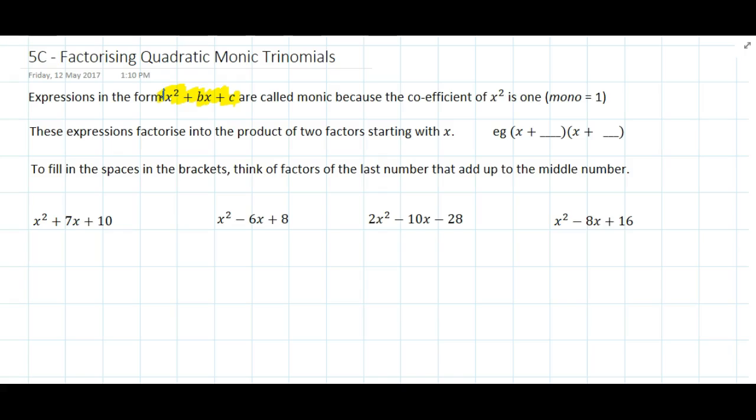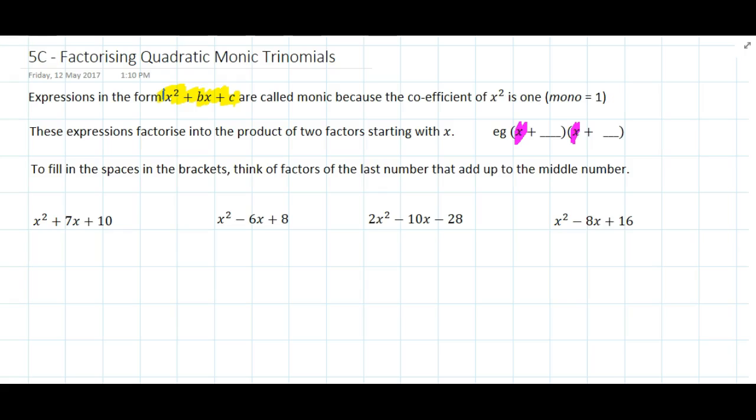These expressions factorise into the product of two factors starting with x. So just down the second line here, it's going to be x plus something in brackets, x plus something in another bracket. If you remember the FOIL technique we used to expand, it's the reverse of that from our expansion work. To fill in the spaces in the brackets, you have to think of factors of the last number that add up to the middle number. It helps to be really good at your times tables because then you don't need to work out factors.